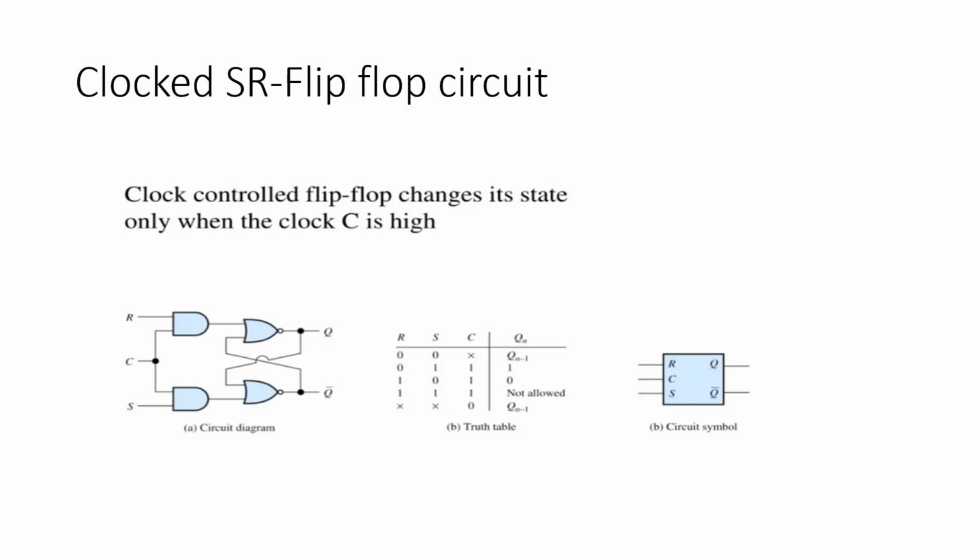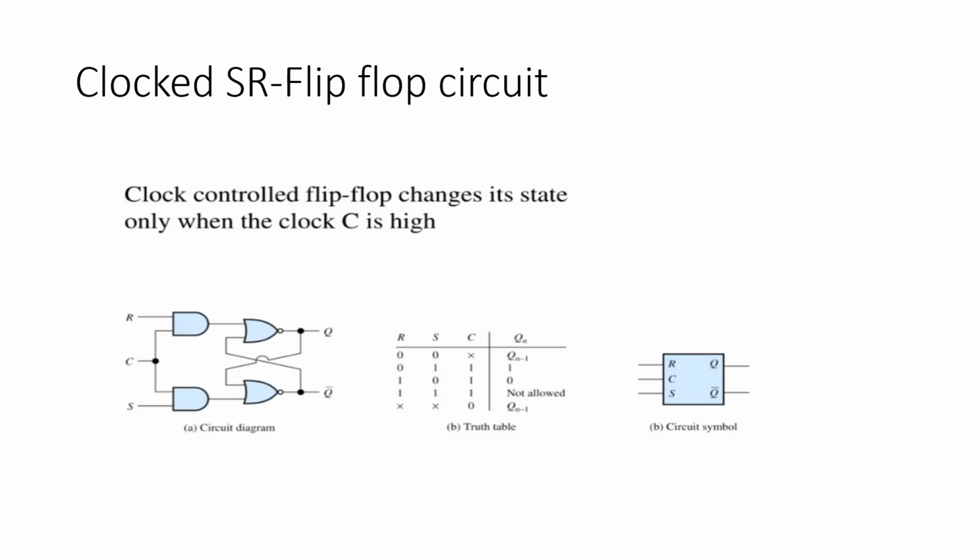Okay, so here you can see the circuit symbol, truth table as well as the circuit diagram of the clocked SR flip-flop circuit. So why a clock? Normal SR flip-flops respond immediately to input changes. In a digital system, we want changes only at specific times. This timing is controlled by the clock.